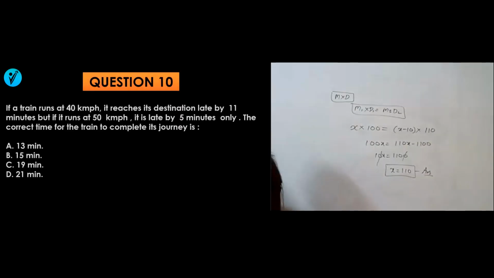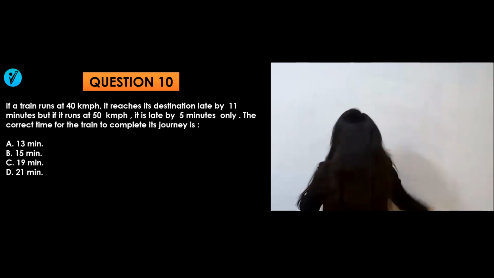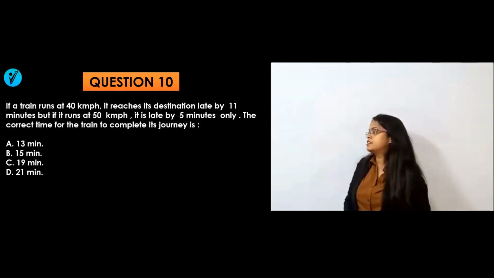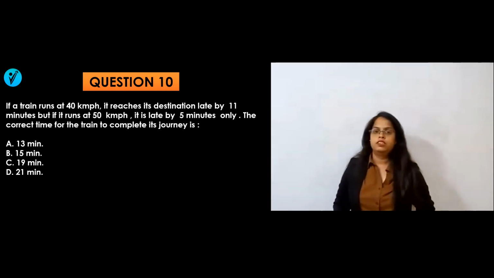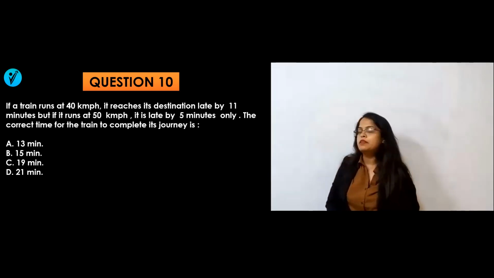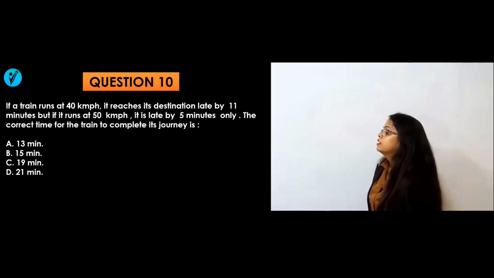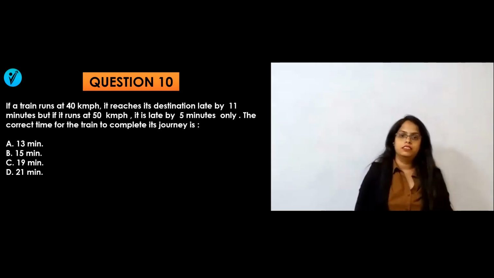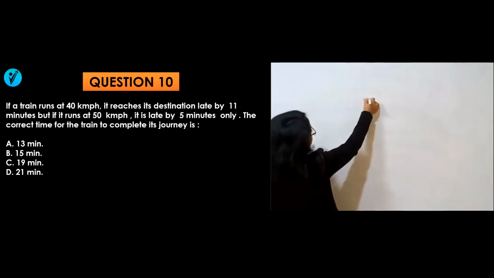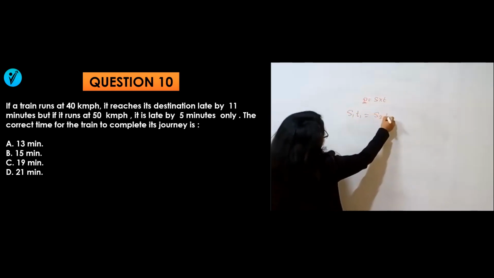Question number 10 is here on the screen. If a train runs at 40 km per hour, it reaches its destination late by 11 minutes. But if it runs at 50 km per hour, it is late by 5 minutes only. Okay, late by 5 minutes means 5 minutes late. Find the correct time for the train to complete the journey. Now, as we know that distance is the same, can we say that distance is equal to speed into time? So if distance is equal, I can say that S1 T1 is equal to S2 T2.